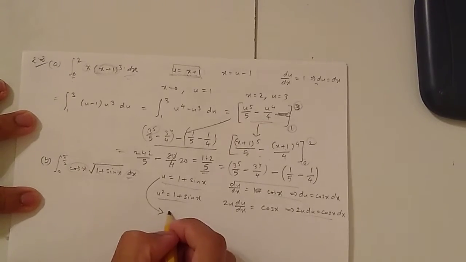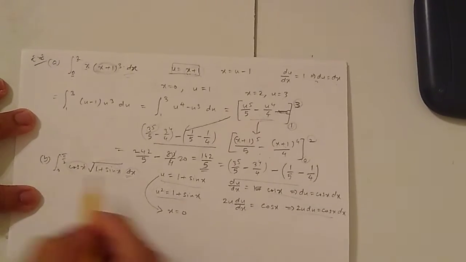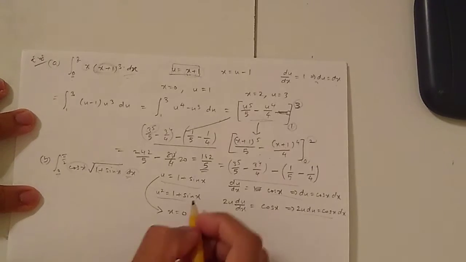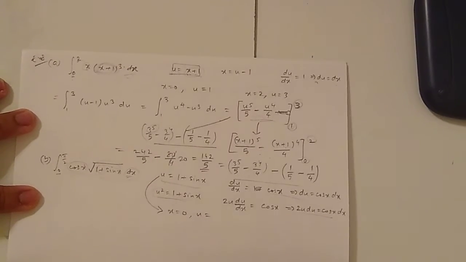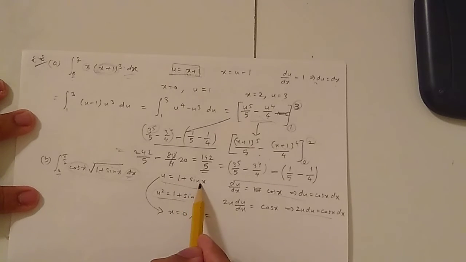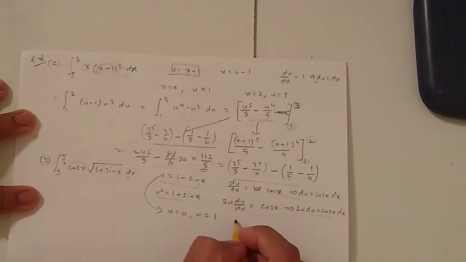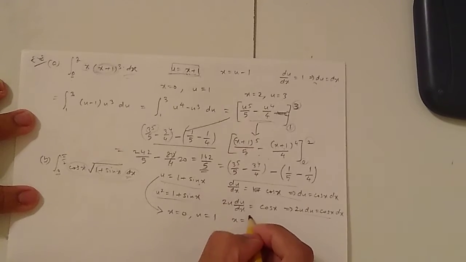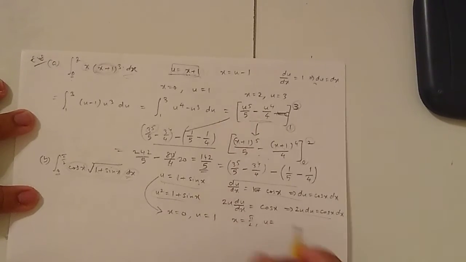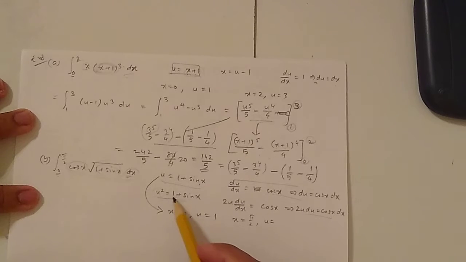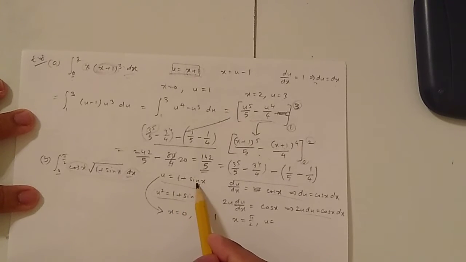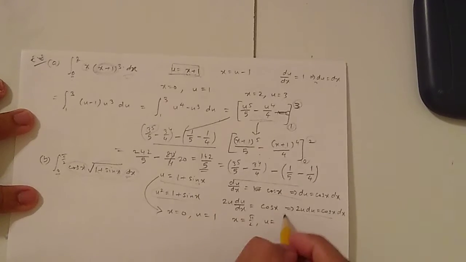So for the first method, when x is 0, the lower limit is 0, what is u? u is equal to 1 plus sine of 0, that is 1. When x equals pi by 2, u equals 1 plus sine of pi by 2, which is 2 overall.